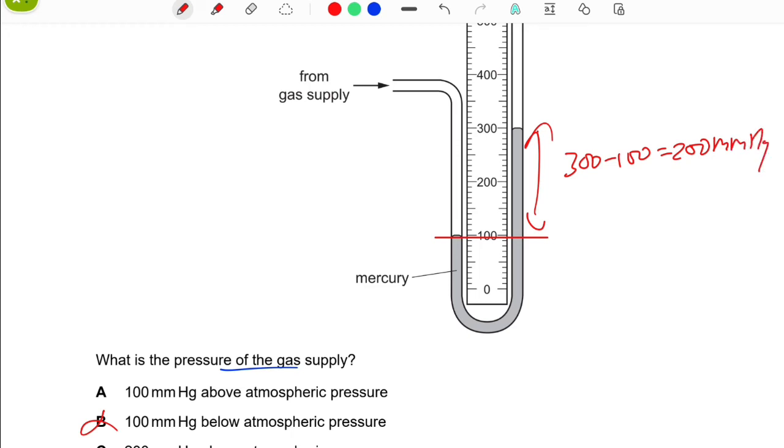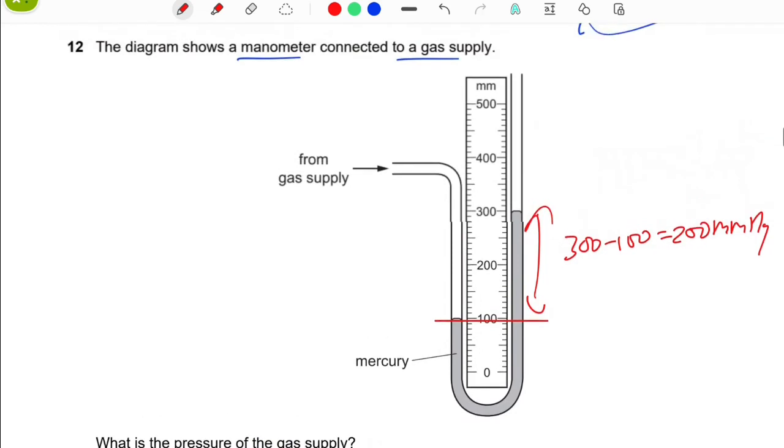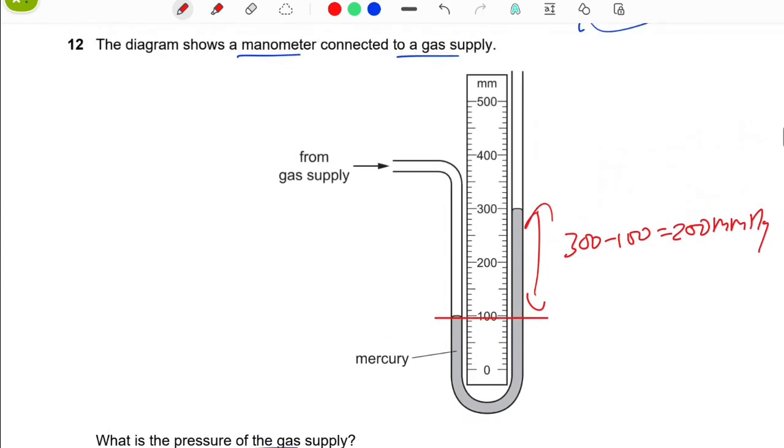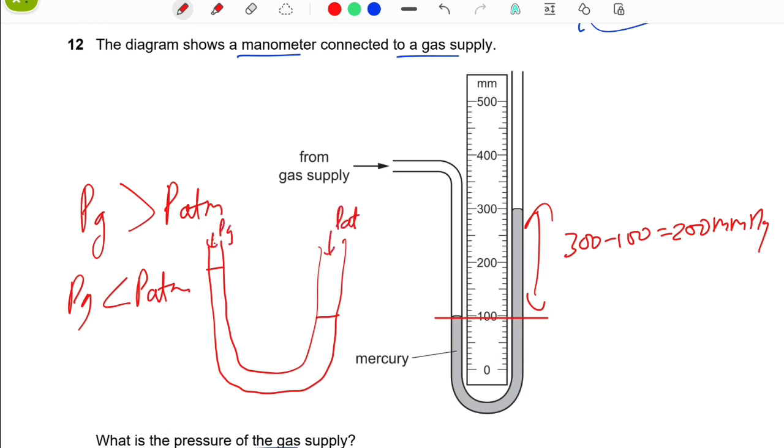mmHg, sorry, and the option will be 200 mmHg above the atmospheric pressure, because I just said this is the standard diagram when pressure of gas is greater than atmospheric pressure, and when pressure of gas is lesser than atmospheric pressure, then you will get a diagram like this. So if you didn't understand the concept, you can just rectify this diagram. Your pressure of gas and your PATM.